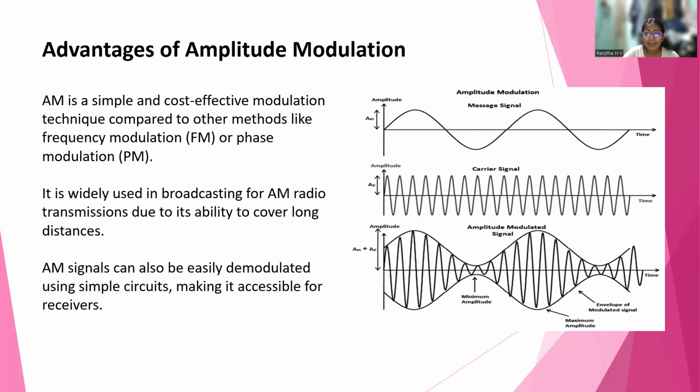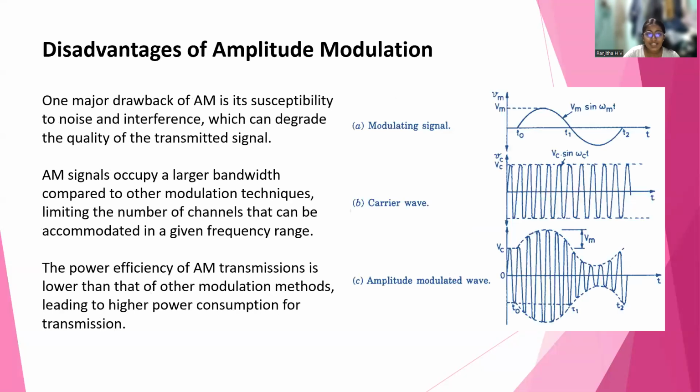Advantages of amplitude modulation. Amplitude modulation is a simple and cost-effective modulation technique compared to other methods like frequency modulation or phase modulation. It is widely used in broadcasting for AM radio transmission due to its ability to cover a long distance. AM signals can also be easily demodulated using simple circuits, making it accessible for receivers.